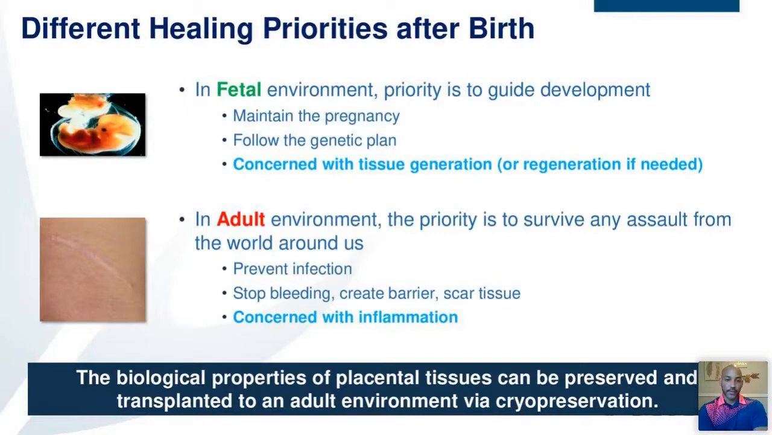So the biological properties of placental tissue can be preserved and translated to the adult environment via cryopreservation. And that's kind of the magic of amniotic membrane: you can take this amniotic membrane, put it into an adult environment, and it will heal as if it were in a fetal environment.